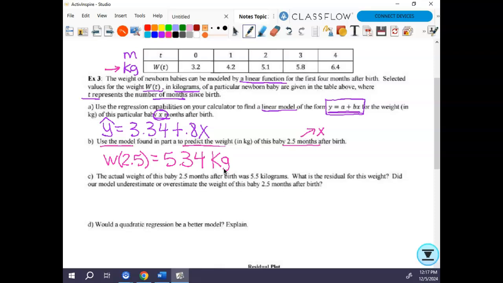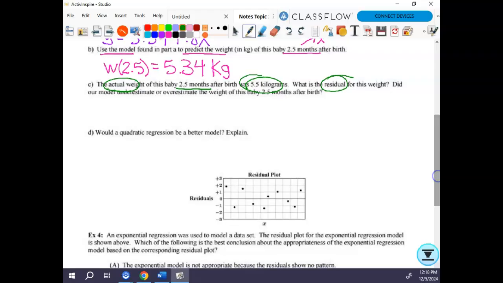then it says the actual weight of the baby in 2.5 months after birth is 5.5 kilograms. What is the residual for this weight? Okay, so if I'm going to find residual, what order do I subtract in?